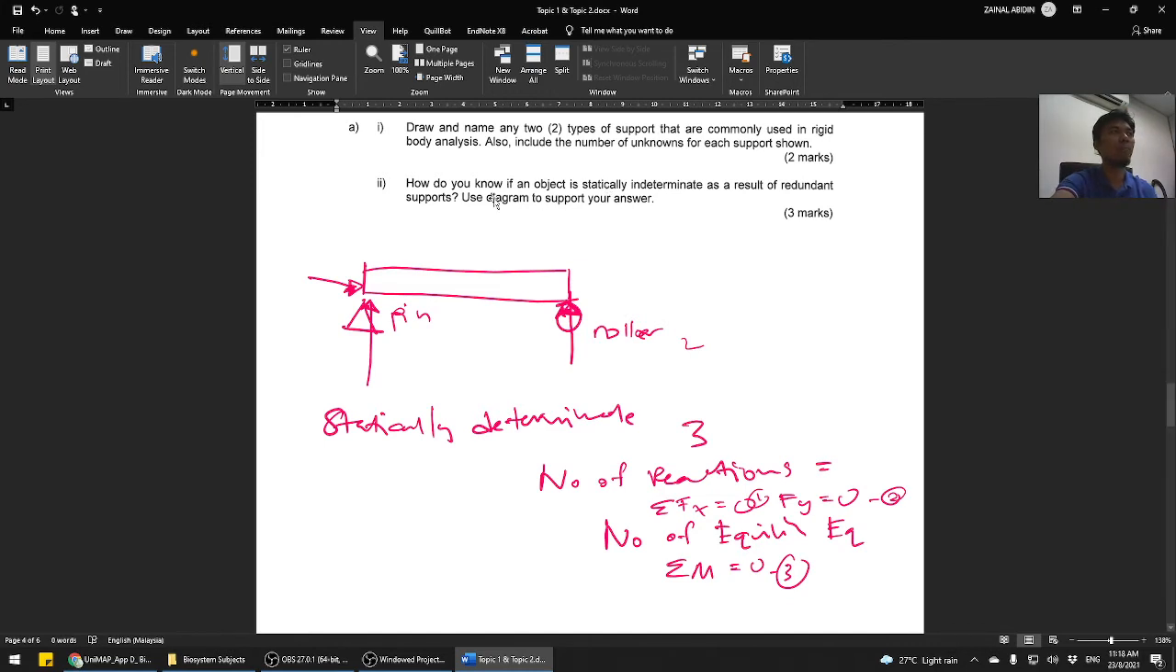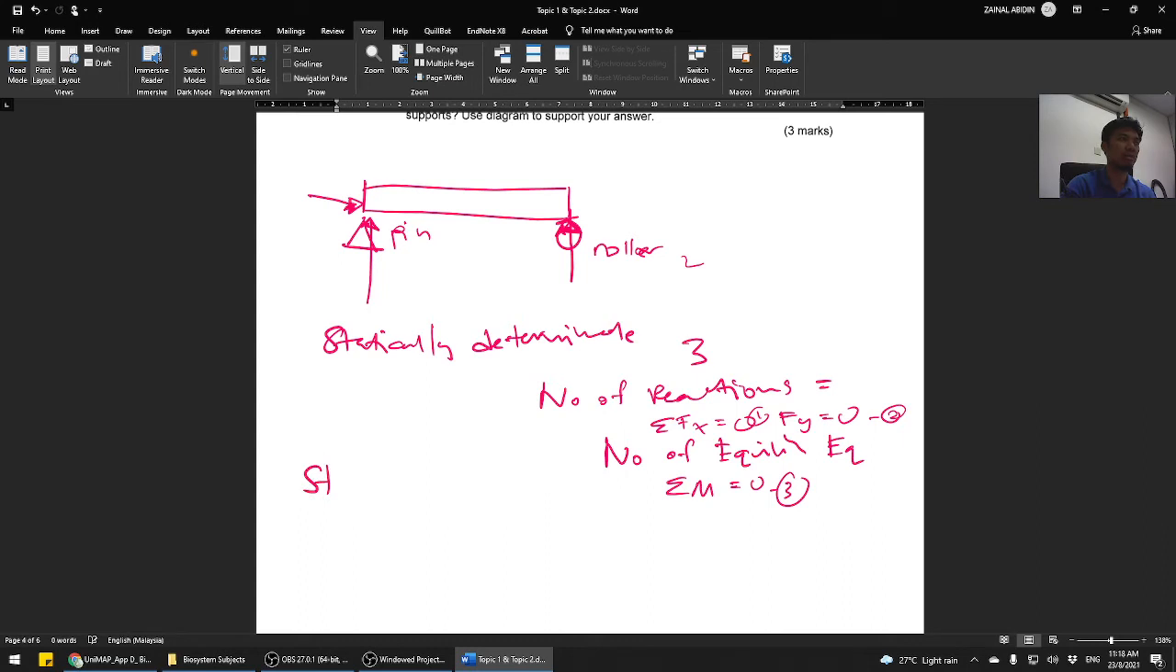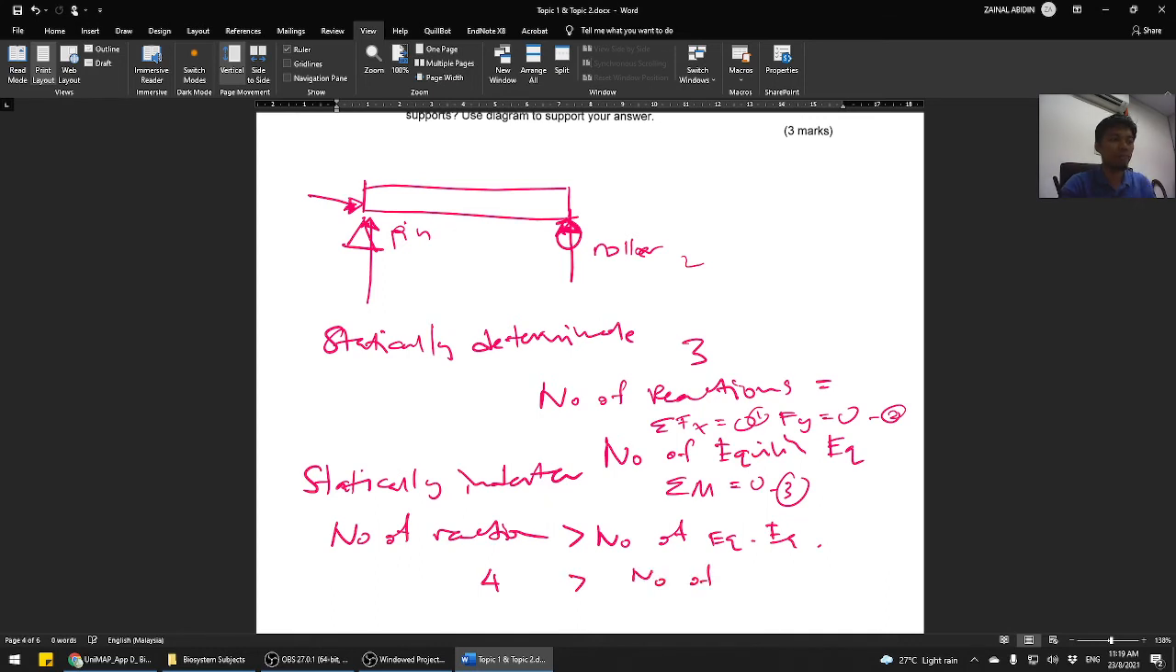If the question asks how do you know if an object is statically indeterminate? Okay, statically indeterminate is different from statically determinate. Statically indeterminate: the number of reactions is equal to or bigger than the number of equilibrium equations. Okay, if your number of reactions here is 4, then your number of equilibrium equations is 3. So you know that the structure is statically indeterminate. The number of reactions exceeds the number of equilibrium equations. Alright? So that's the statically indeterminate.